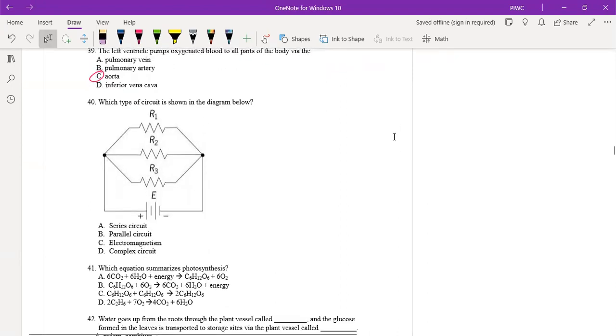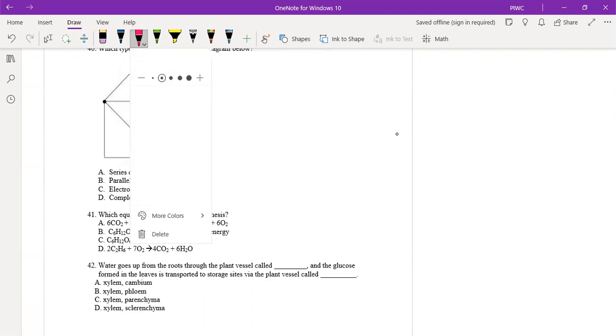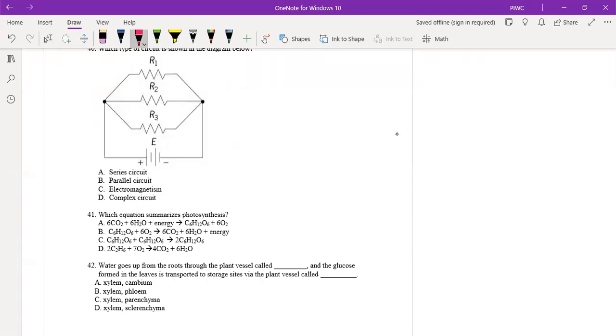What type of circuit is shown in this diagram? Series, parallel, electromagnetic, complex. So this one is going to be a parallel circuit. Parallel. Yep. So that one, you have alternate pathways, multiple pathways. If I block here, the current can still flow through the other ways. If I block here, it can still pass here and pass there.